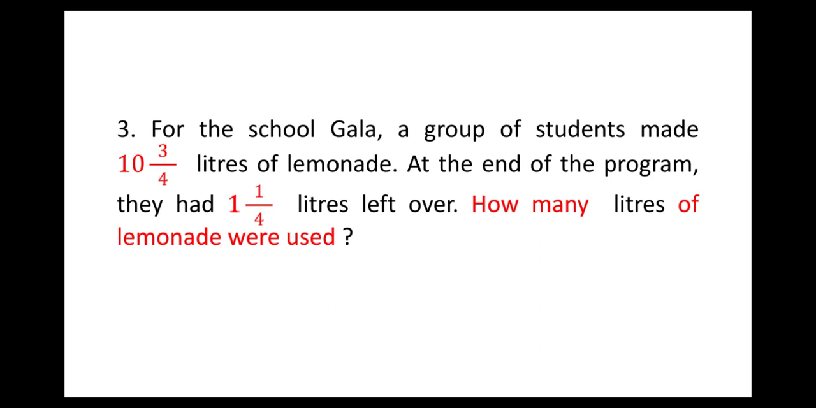Okay ji, now we move to the next question. For the school gala, a group of students made 10 whole 3 upon 4 liters of lemonade. At the end of the program, they had 1 whole 1 upon 4 liters left over. So how many liters of lemonade were used? In this question, the clue word is left over. When you have the leftover, it means the operation we apply in this question is subtraction.